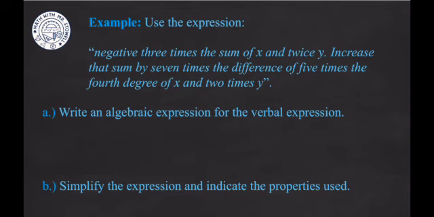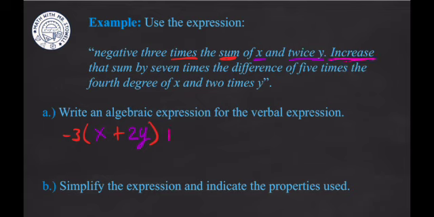So negative 3. Negative 3 times. What are we timesing? We're timesing a sum. We're adding things together. Well, the sum of what? X and twice y. X and twice y. Remember, that would be 2 times that y amount. That's the first part of this expression.